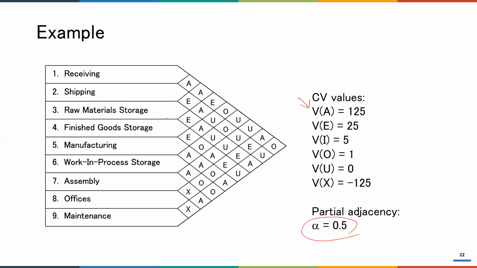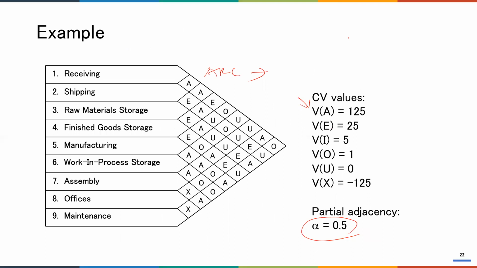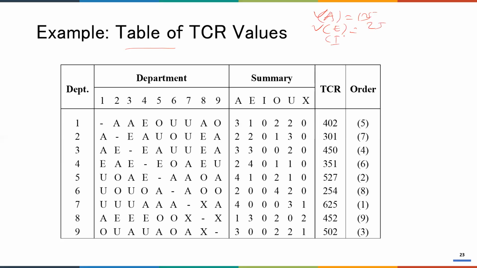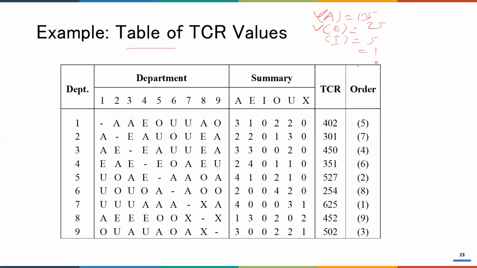And then we transform this ARC into a better table. So we have department 1 until 9, and we have the relation from one department to another. Then we calculate the TCR. So for example, A is 125, E is 25, and I is 5, and 1, and 0, and minus 125, for example, like that.